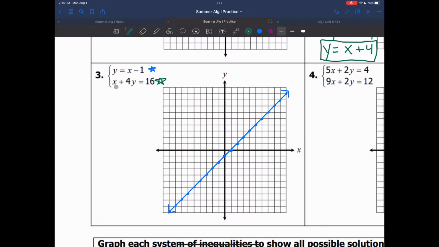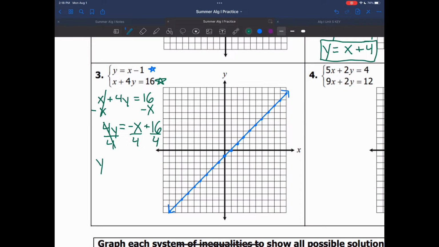Okay, so if you take a look at it, I could just rewrite it here. x plus 4y equals 16. I want to first subtract the x from both sides, so it's going to cancel. Let me move this over a little bit. So I have 4y equals negative x plus 16. And then we've got to get rid of the 4 that's in front of the y, so we divide everything by 4.